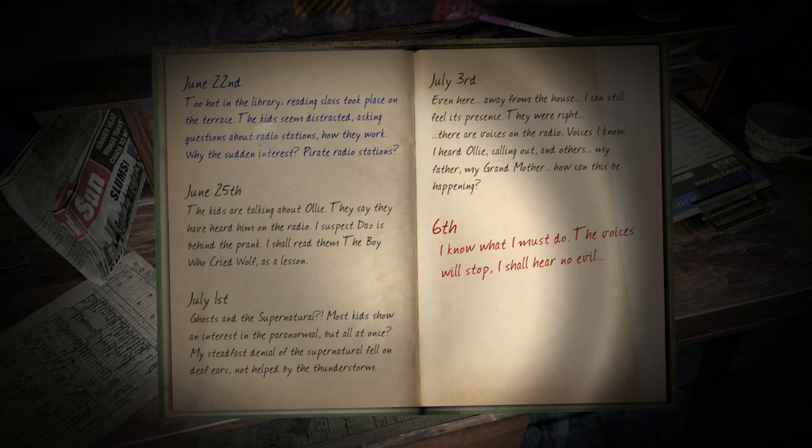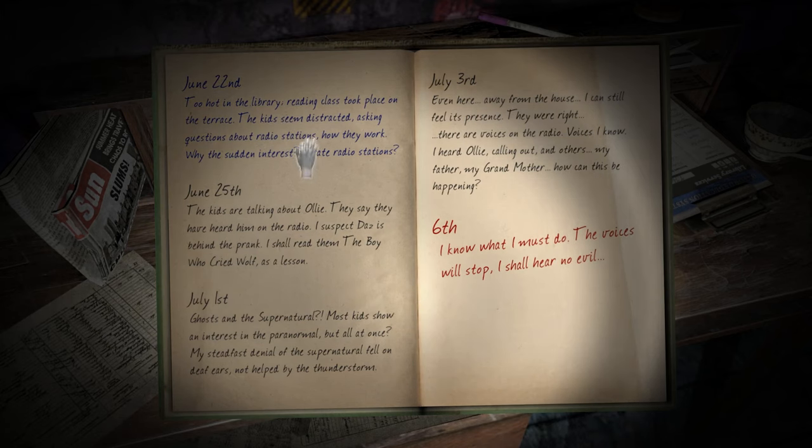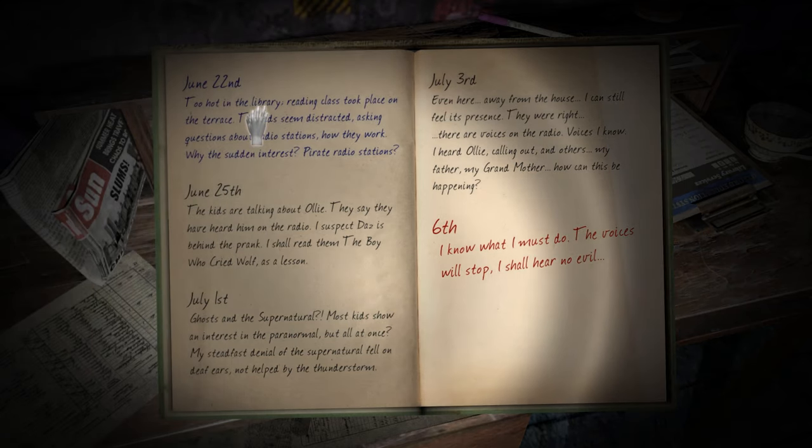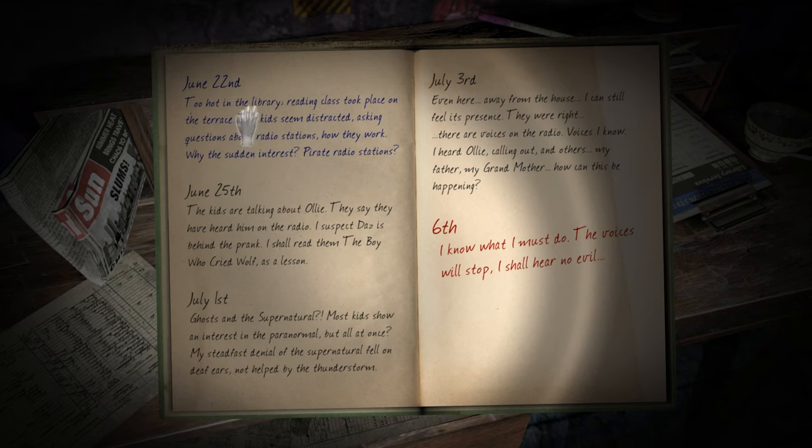July 22nd, too hot in the library, reading class took place on the terrace. The kids seemed distracted, asking questions about radio stations, how they work. Why the sudden interest? Pirate radio stations? June 25th. The kids are talking about Ollie. They say they've heard him on the radio. I suspect Daz is behind the prank. I shall read them The Boy Who Cried Wolf as a lesson.